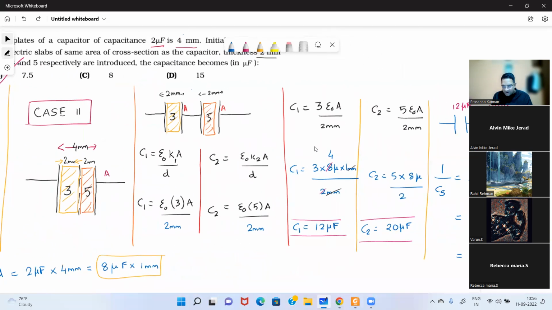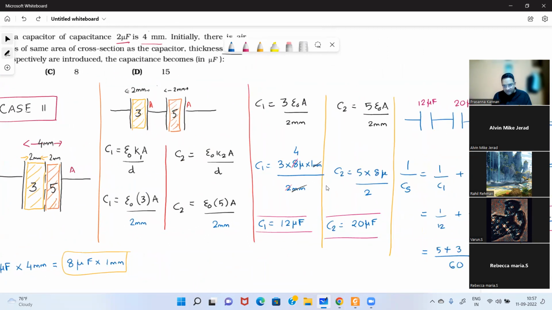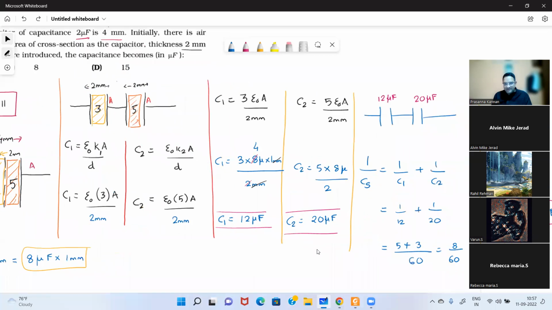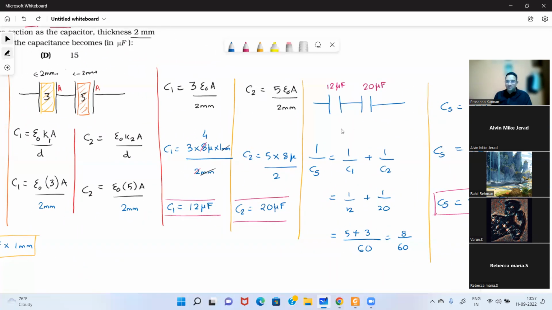So now we come back to 3 epsilon naught A by 2 millimeter. Epsilon naught A we calculated to be 8 microfarad millimeter. Millimeter and millimeter cancel. 8 and 2 cancel 4 times, so 12 microfarad. In a similar fashion, you find C2 as 20 microfarad. So it is simply two capacitors of 12 microfarad and 20 microfarad connected in series. That's all. This formula we know how to solve.